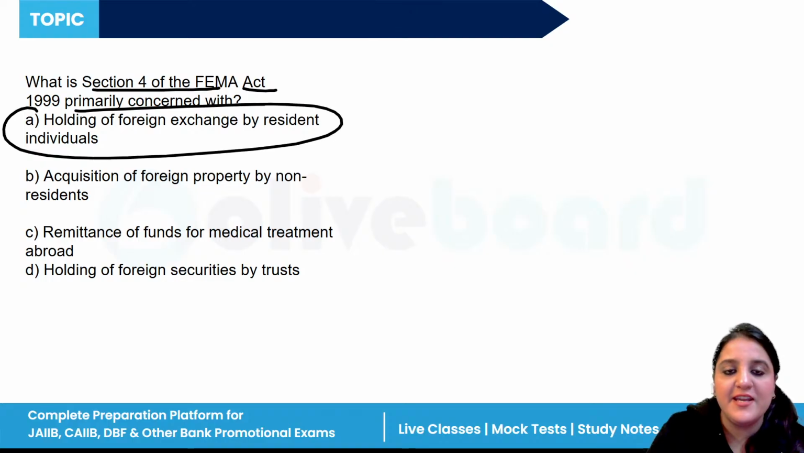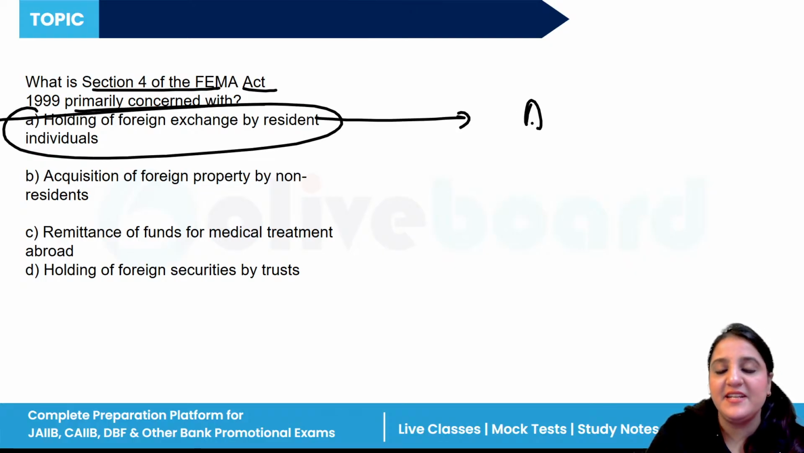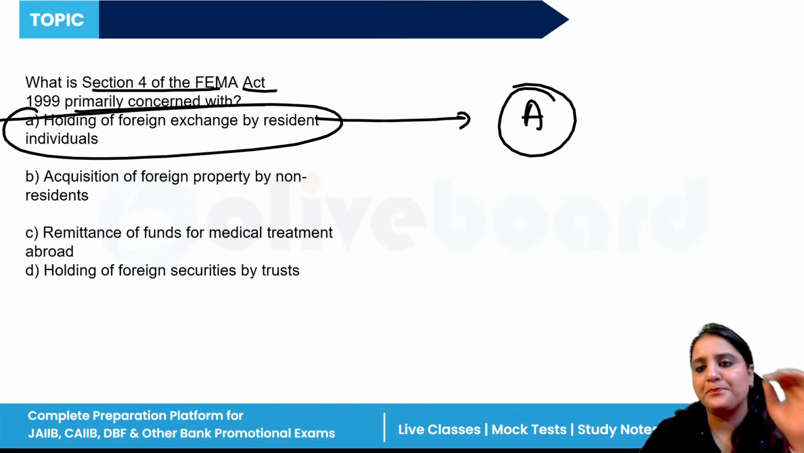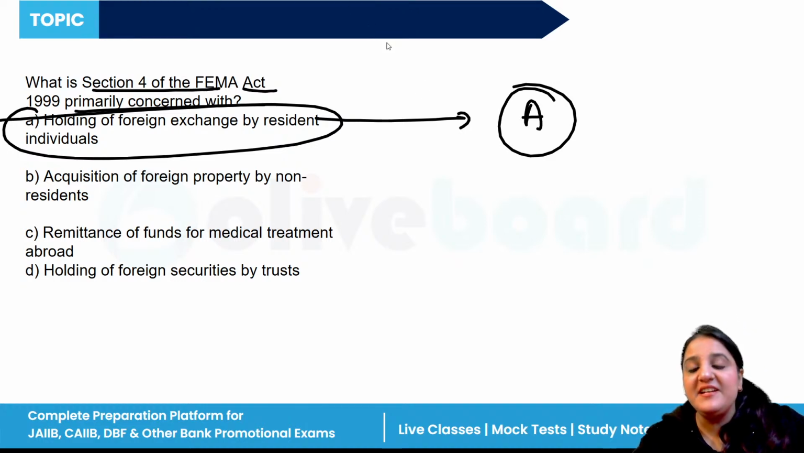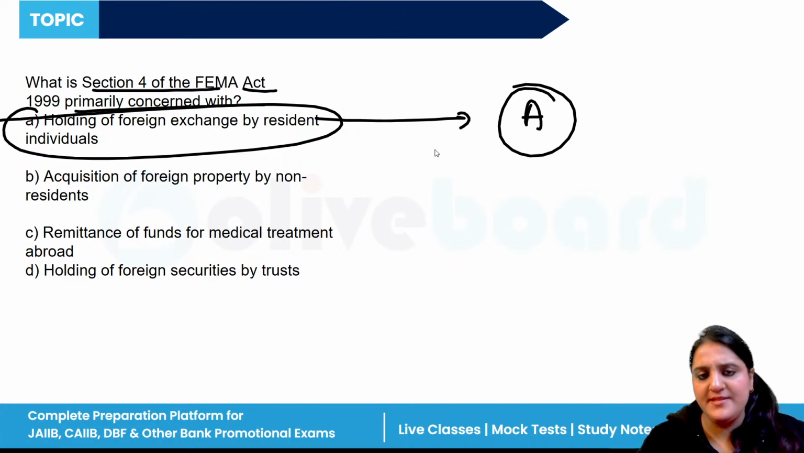And what is Section 4 of the FEMA Act 1999 primarily concerned with? Holding of foreign exchange by resident individuals. It means restrictions and permissions regarding the possession, ownership, holding of foreign exchange by a resident individual in India. Section 4 deals with it. It ensures the resident can hold foreign currency only as permitted under FEMA rules, such as through the LRS or other RBI approved channels. Clear?